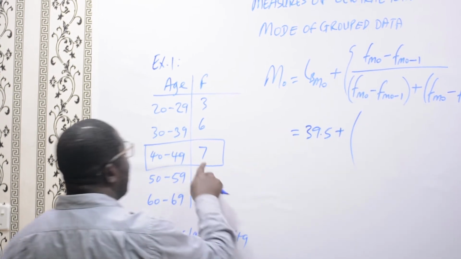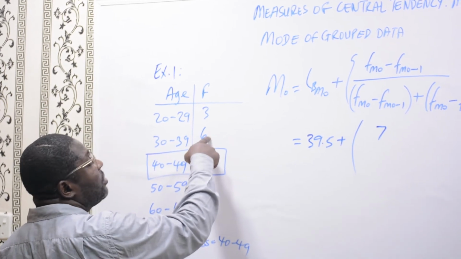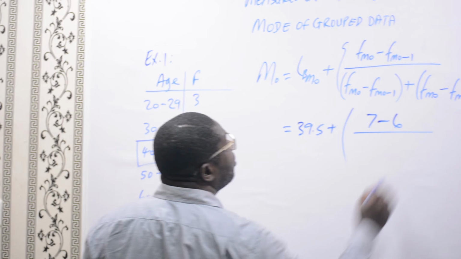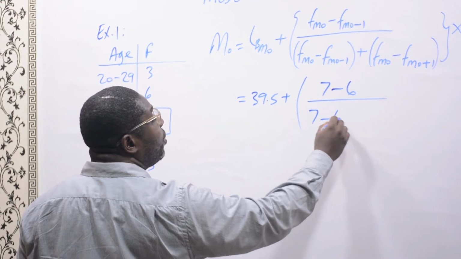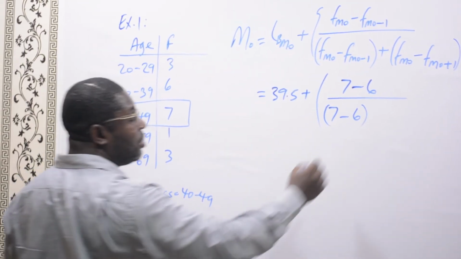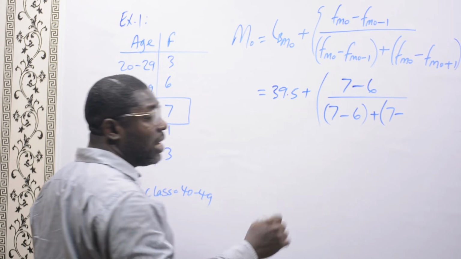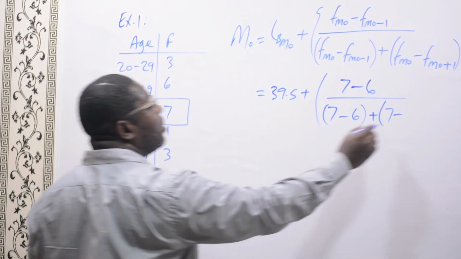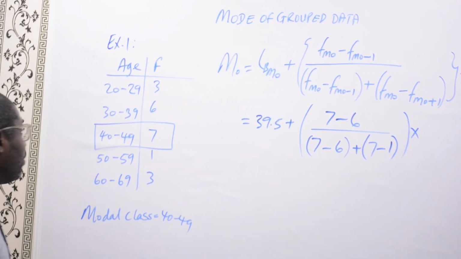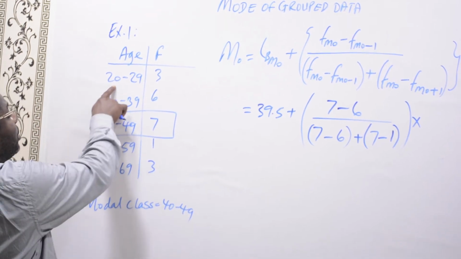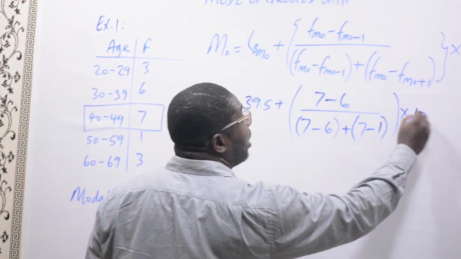So the frequency of the modal class is 7, and the frequency of the class before the modal class is 6, so 7 minus 6, divided by frequency of the modal class 7 minus frequency of the class before the modal class 6, plus frequency of the modal class minus frequency of the class after the modal class. This is 1. Then close the bracket times the class size. Here the class size is what? The class size is 10. 20 to 29 gives us 10. The number of elements in the class gives us 10. So class size is 10.